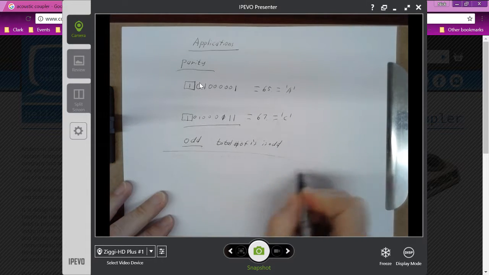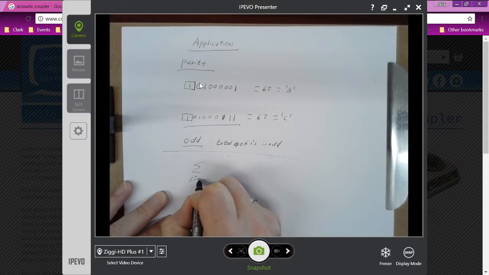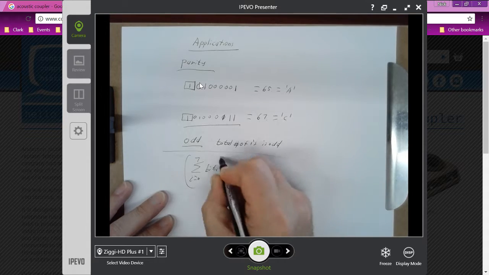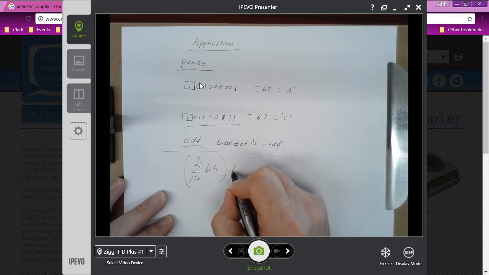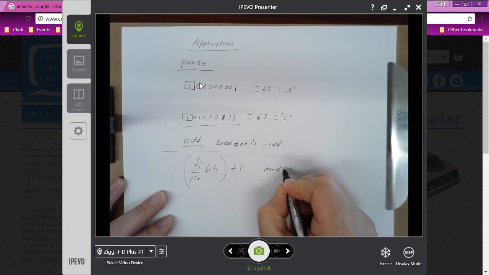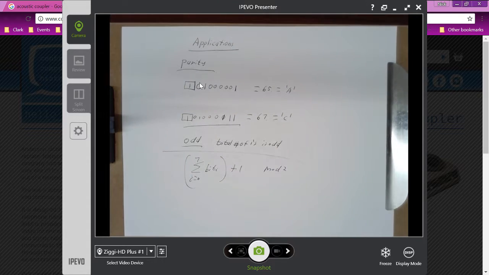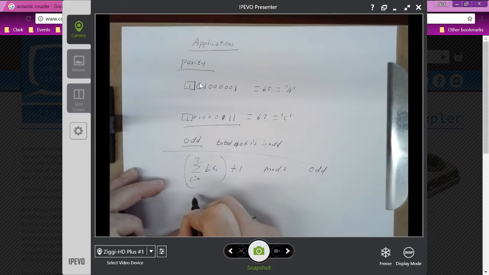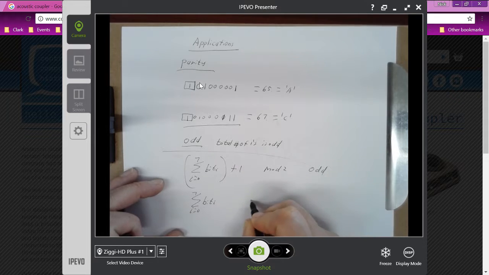So how do we do this? Well, basically, just take the sum of the bits and then add 1 and reduce it modulo 2. So that's for odd parity. If you just do the sum of the bits and reduce mod 2, that gives you even parity.